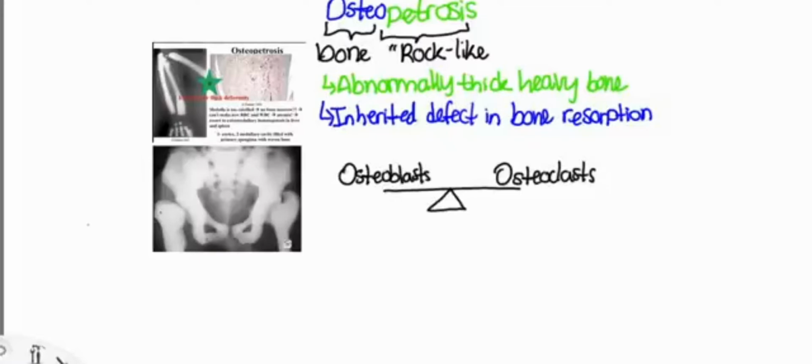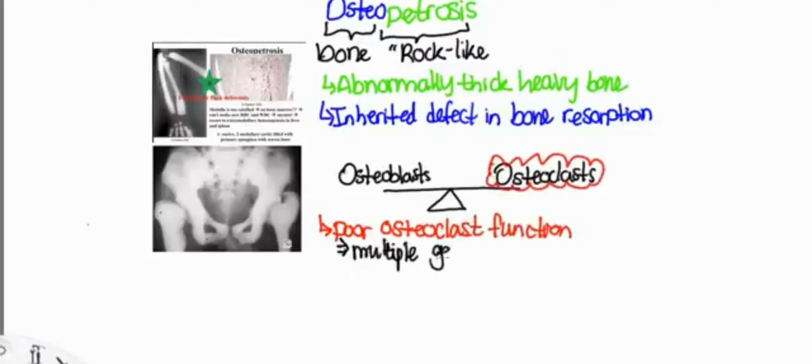Now, despite being abnormally thick and heavy, it fractures easily. Think of it like a piece of chalk. A piece of chalk is thick, but you can easily crack it. This disorder is due to poor osteoclast function. It has multiple genetic variants.